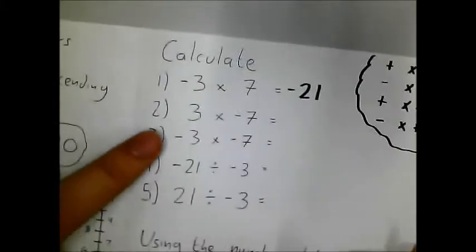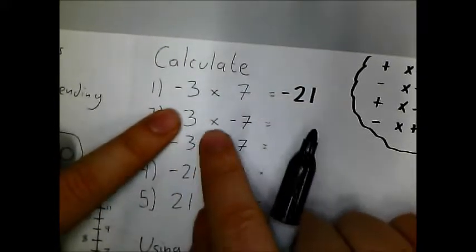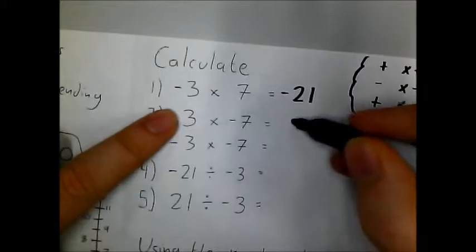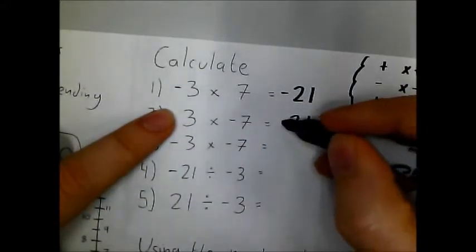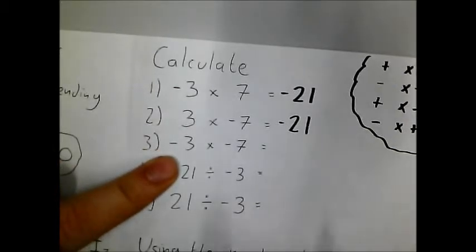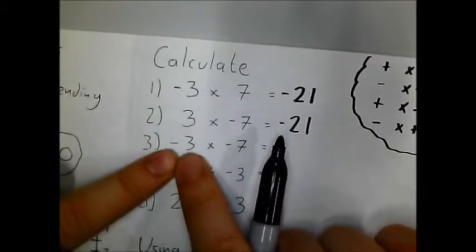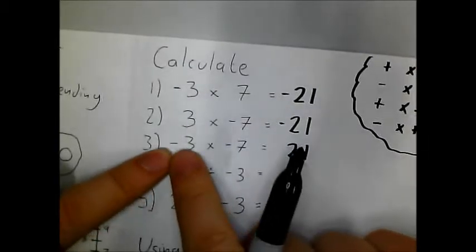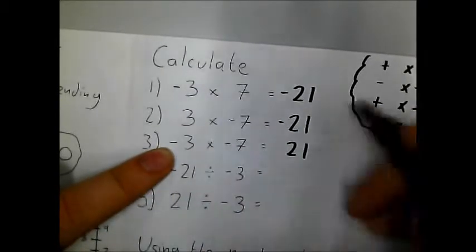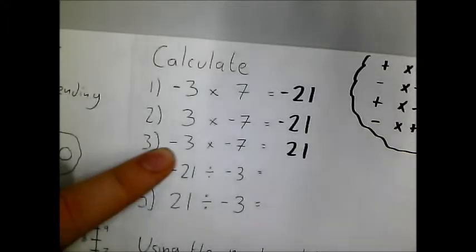This one here, positive 3 times negative 7, well 3 times 7 is 21, and a positive multiplied by a negative will give you a negative result. Question 3, negative 3 times negative 7, well 3 times 7 is 21, and a negative times a negative gives you a positive result. You don't have to put the positive sign in there, we just leave it as 21.